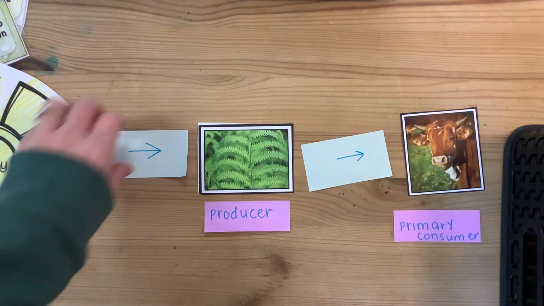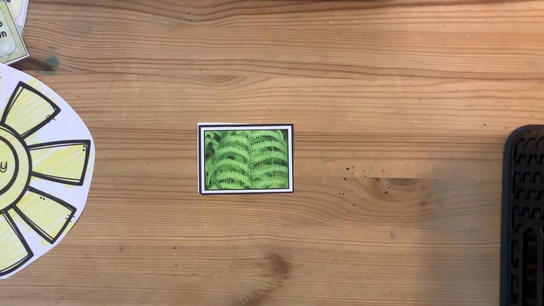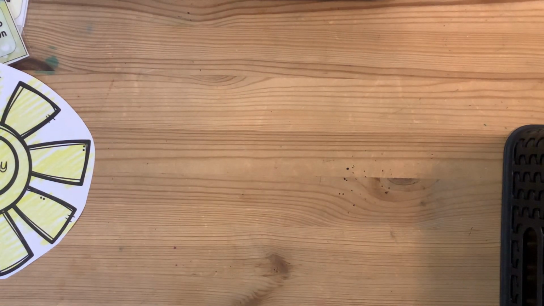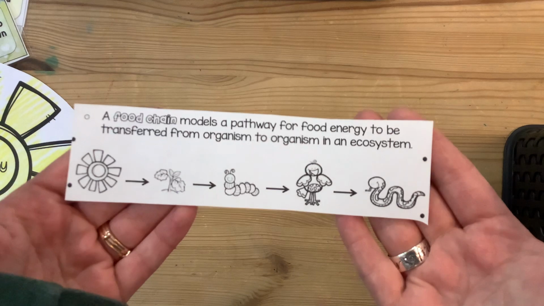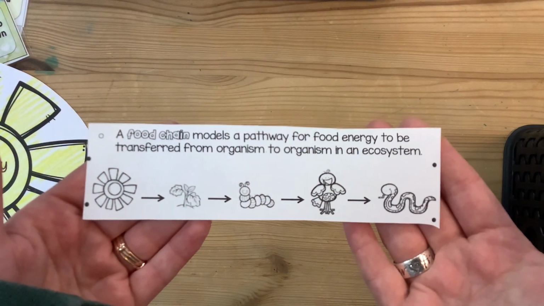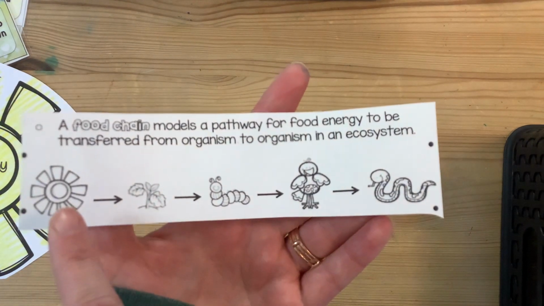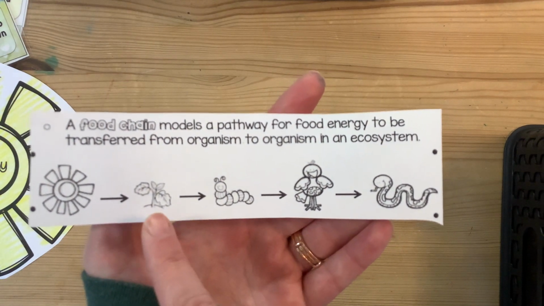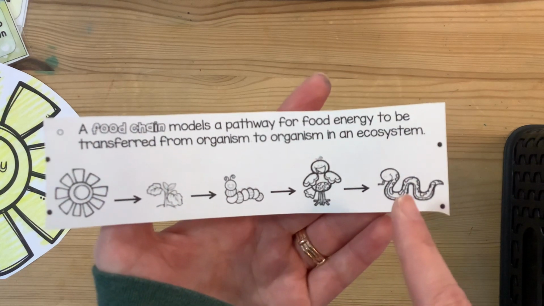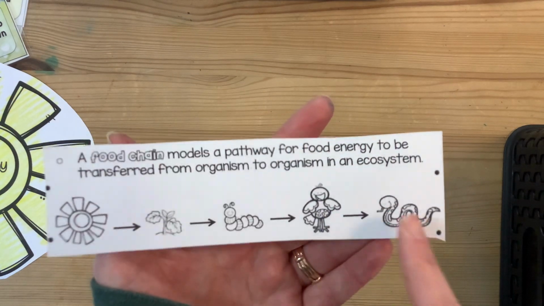All right, let's do another one. I'm going to move these. And like I said, it might look weird because I can't get everything in the picture. Let me show you this one. So it says, a food chain models a pathway for food energy to be transferred from organism to organism in an ecosystem. So all food chains begin with the sun. Then we have a producer. Then this caterpillar eats the producer. The bird eats the caterpillar, and the snake eats the bird. The energy flows through them as it gets eaten.